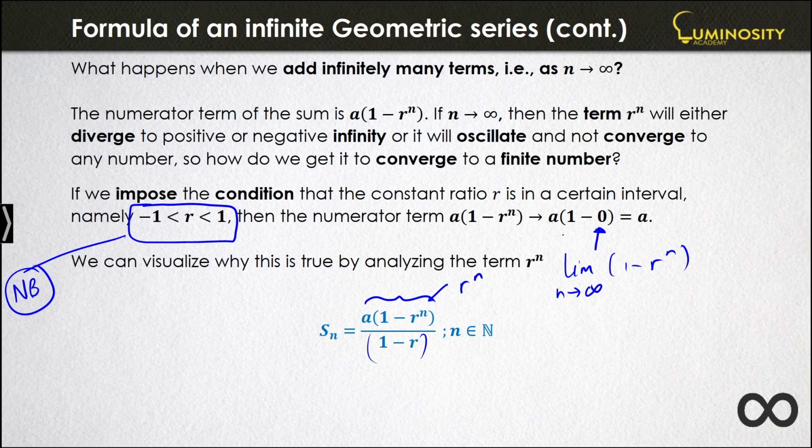I'm just going to leave a out here as the constant, because it's not really being affected by n. Basically, this r to the n term converges to 0 as n approaches infinity. So this ends up being a times 1 minus 0. 1 minus 0 is just 1, so a times 1 is a. So that is why that only works when r is between -1 and 1.